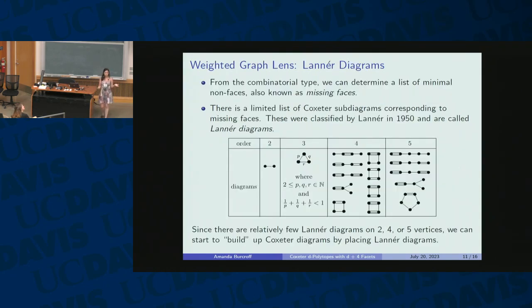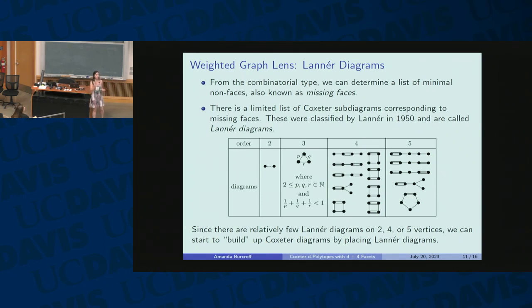Now, the next set of restrictions that we are going to look at are graph theoretic restrictions, where we return to looking at these Coxeter diagrams that keep track of the dihedral angles. So if we fix a combinatorial type for our polytope, we can then decide what the set of minimal non-faces are, so those facets that intersect trivially, but any subset of them intersects non-trivially. And these are often called missing faces of our polytope.